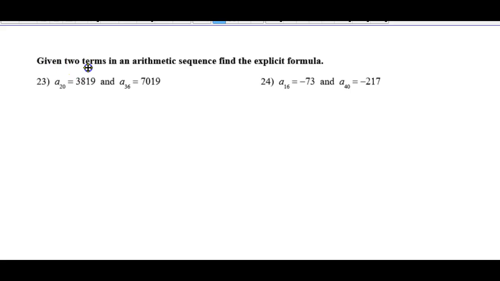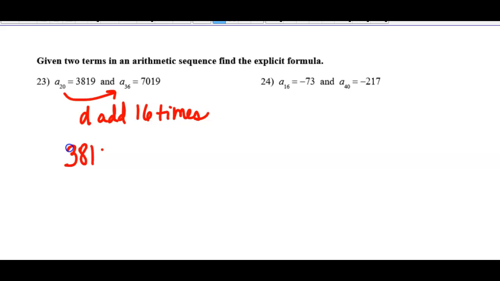Okay. Given two terms, find the explicit formula. Okay. This gets a little bit tricky because students want to do some kind of n-1 business. But basically from here to here, the difference has been added 16 times. You just subtract the term numbers. So then you say 3819 plus 16 differences gave you 7019.